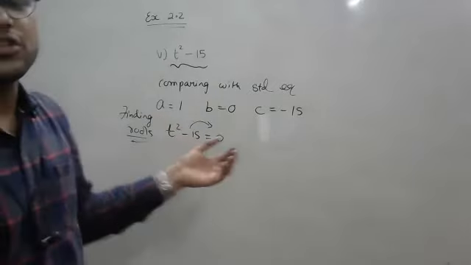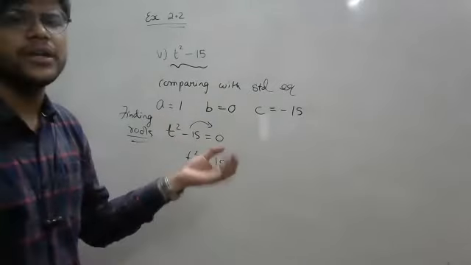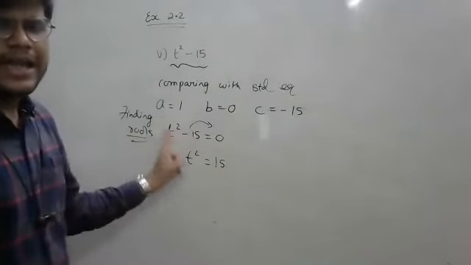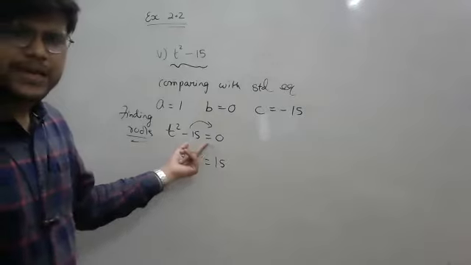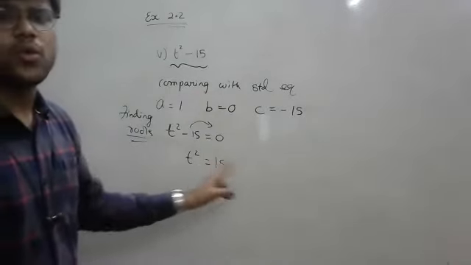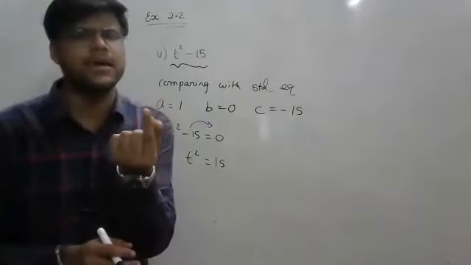Like in the previous question, we took 4 and u common. And here we are not even taking anything common. We already have a number and a term. The variable is in only one term, there is no variable in the other. So just send it to the opposite side. No need to take anything common because the variable t is in only one place.